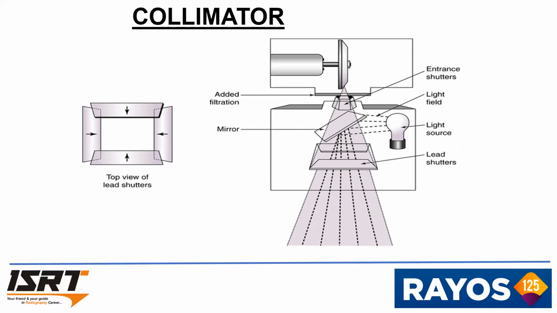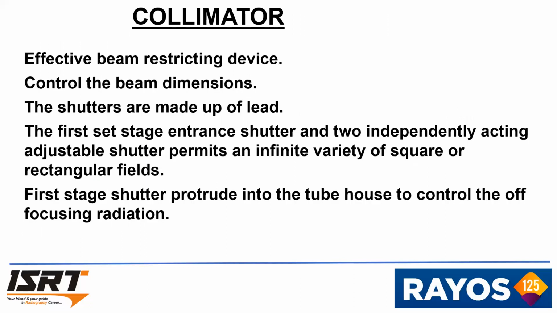Filtration and collimation of the X-ray beam are important safety measures. Collimators are the most effective beam restricting device. It is composed of two sets of shutters to control the beam dimensions. We are familiar with this technique actually. The shutters are made of lead.